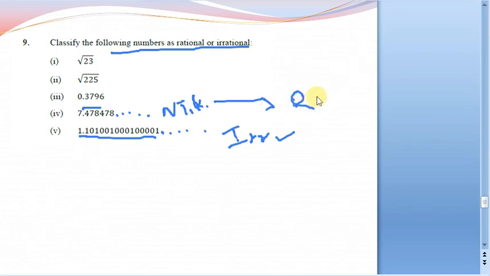So for rational we have two cases, terminating or non-terminating, repeating. For irrational we have only one case, non-terminating, non-repeating. Now see this one, it is 0.3796. So clearly it has terminated, so it is a rational number.